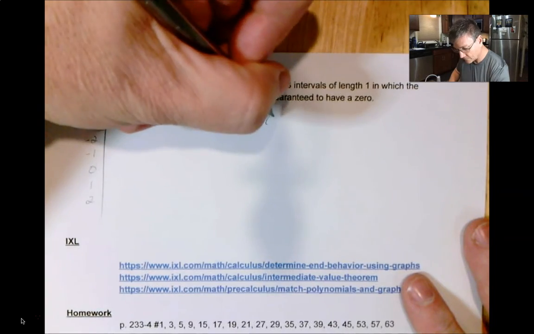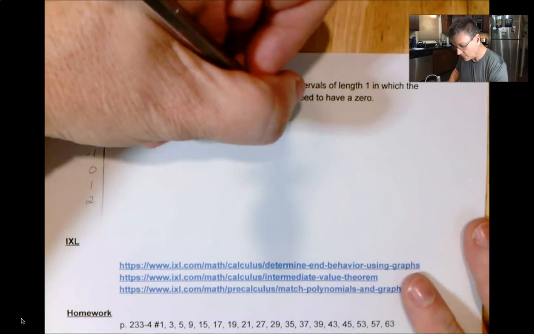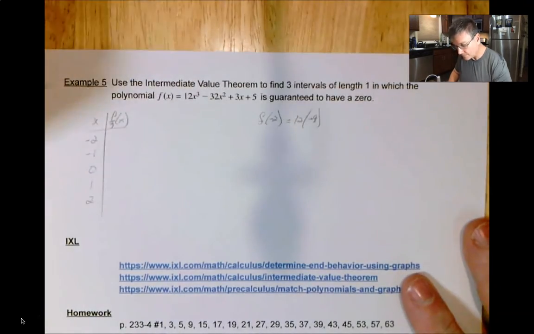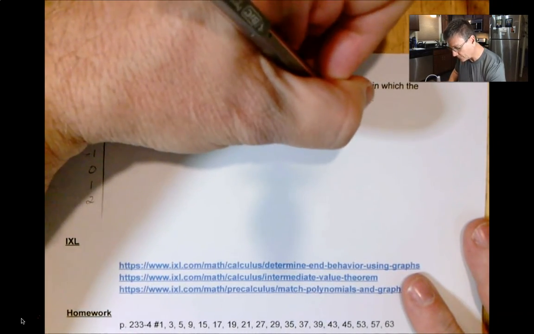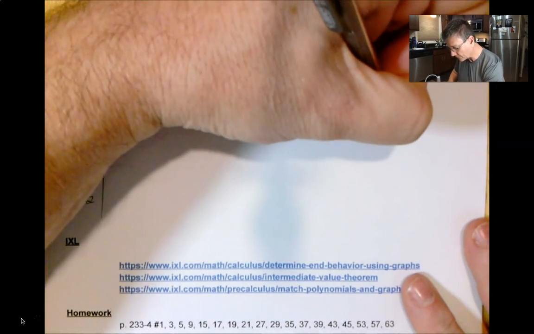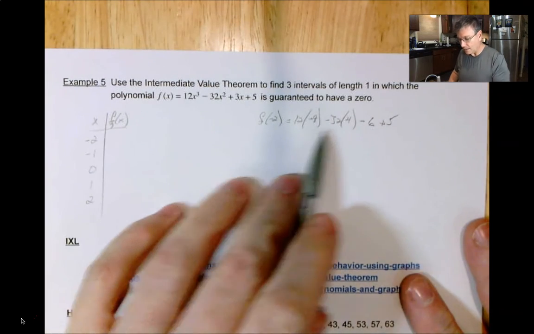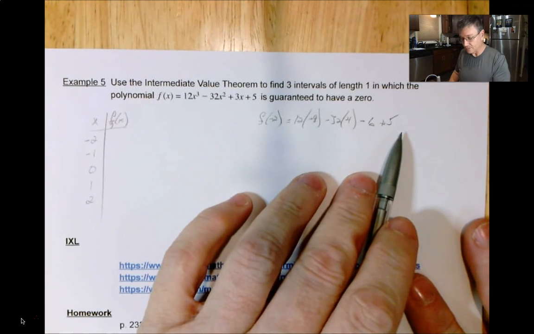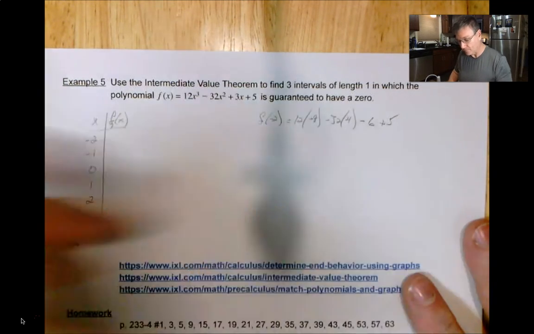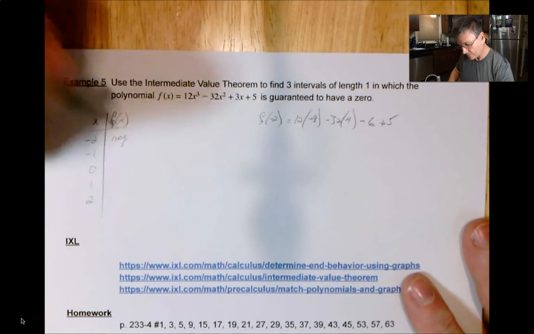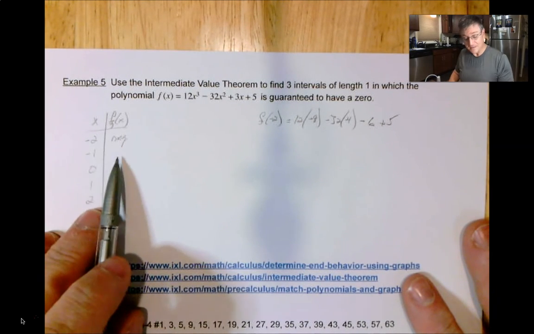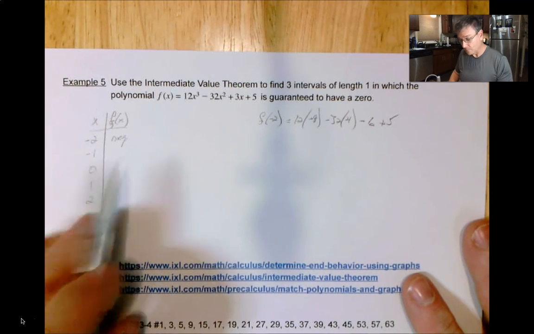So f of -2, 12 times -8 minus 32 times 4 minus 6 plus 5. Now, all I really care about is is it positive or is it negative? That's negative, negative, negative, and the plus 5. This is negative. Why do I only care if it's negative? Because if this is negative, then there's no 0. But if this is positive, then I found a 0.